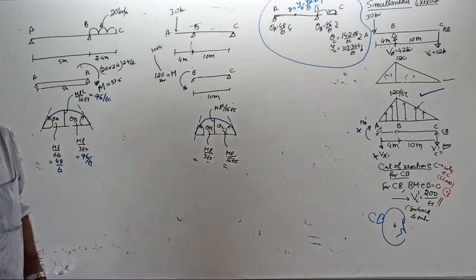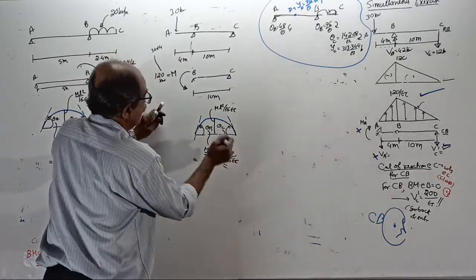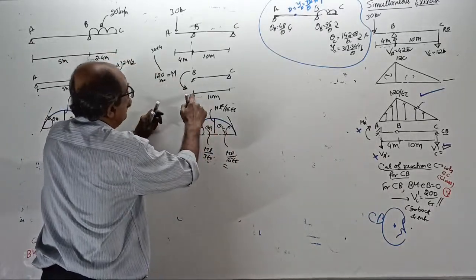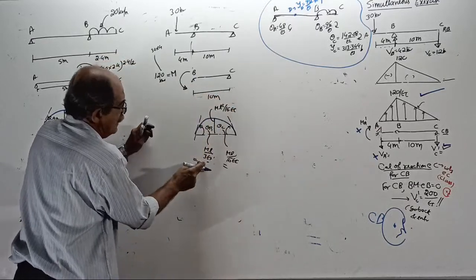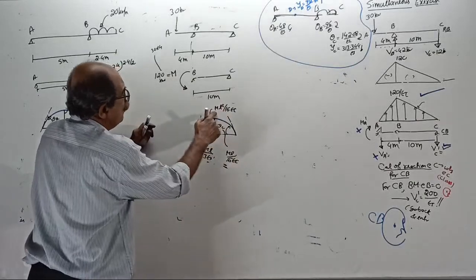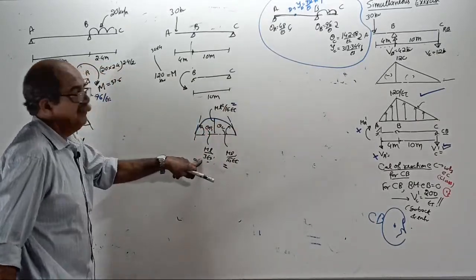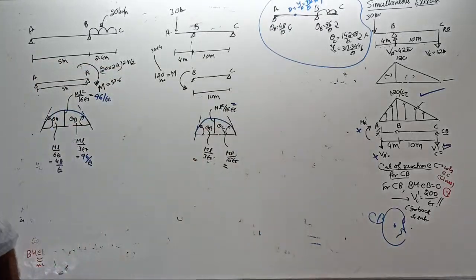Now, come here. Tell the answer. This one, M is 120. 120 into 10 divided by 3 here. 120 into 10 divided by 6 here. 120 into 10 square by 16 here. Answer: this slope, 120 into 10 divided by 3.